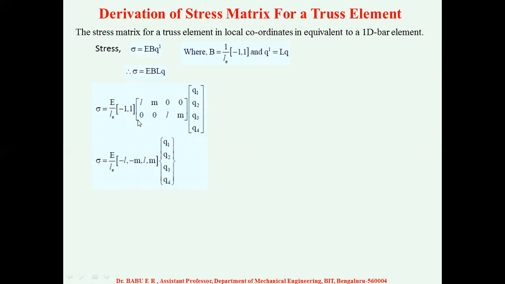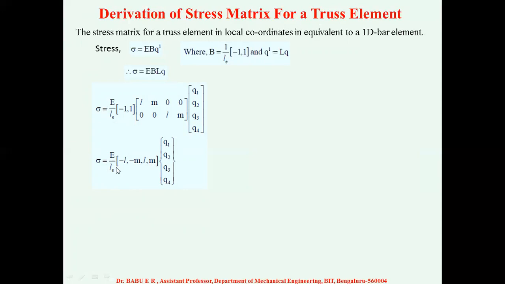You multiply these two matrices. So E by LE, when you multiply this, we get minus 1 into L minus L plus 0, so minus L, comma, minus 1 into M minus M plus 0, so minus M, minus 1 into 0. So 1 into L we get L, minus 1 into 0 is 0, and 1 into M we get M. So we get minus L, minus M, L, M. This is what we call the B matrix for the truss member.